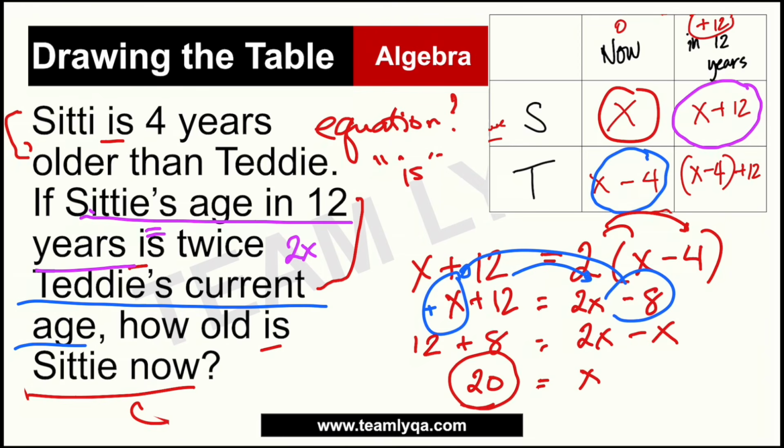Okay, now, kung gusto ko siya i-check, ang gagawin ko lang, i-plug in ko dito yung 20. Okay, tapos i-check ko kung tama yung mga values. So, 20 plus 12 is 32. Kung 20 si CT, si Teddy ay 16. 16 times 2 ba? 32? Yes. Okay, so ibig sabihin tama tayo doon. Again, that is if you're using algebra, if you want to look for yung formula.